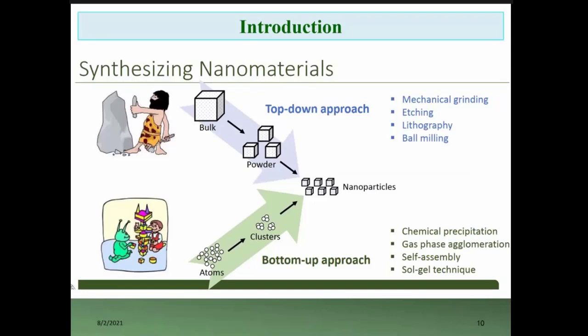And the second one is the bottom-up approach, where the nanoparticles are made from the atomic level. The manipulation is done from the atomic level to make the nanoparticle. Some of the bottom-up approaches are chemical precipitation, gas phase agglomeration, self-assembly, sol-gel technique, and so on. In my research, I basically followed the bottom-up approach, which I will discuss in the next slides.